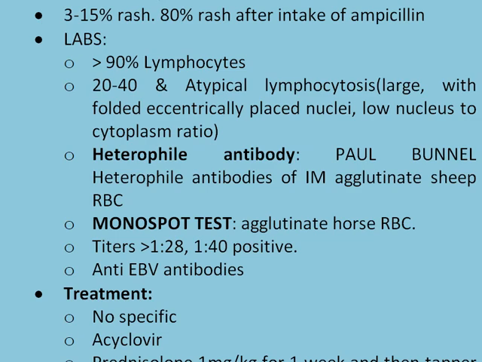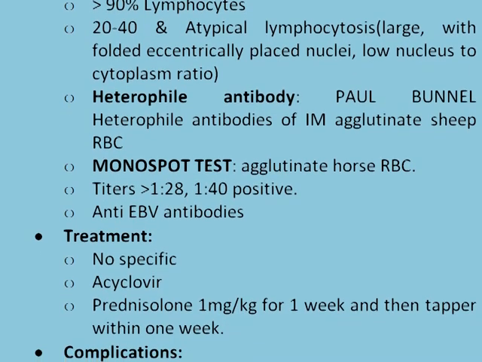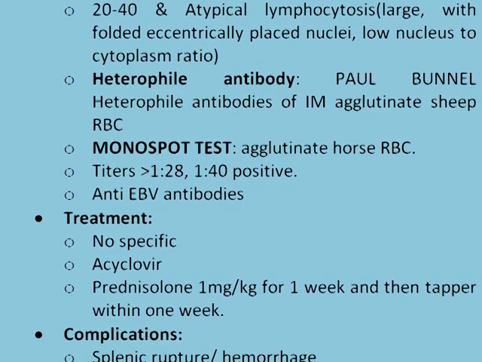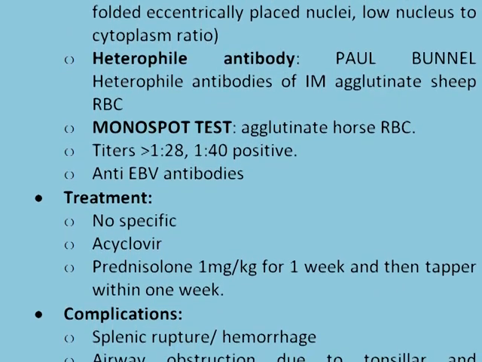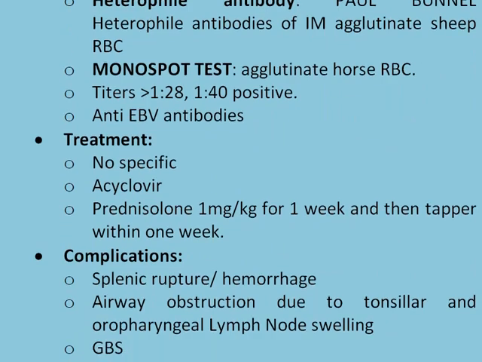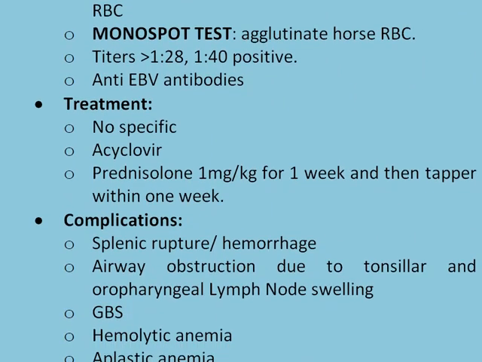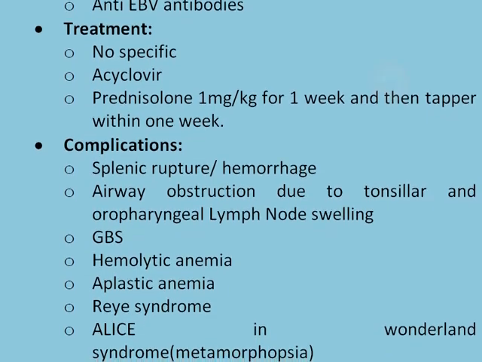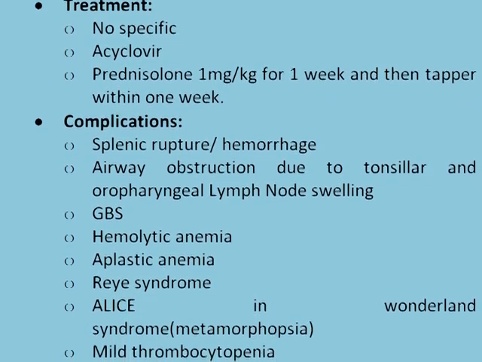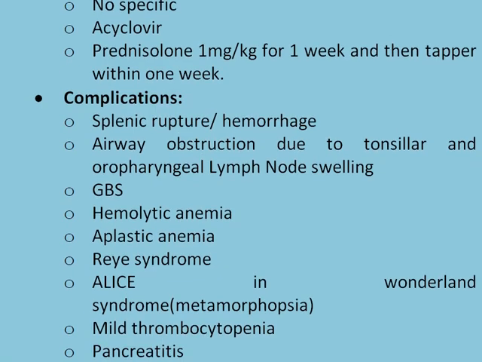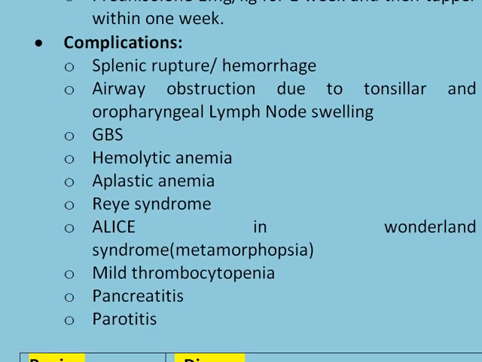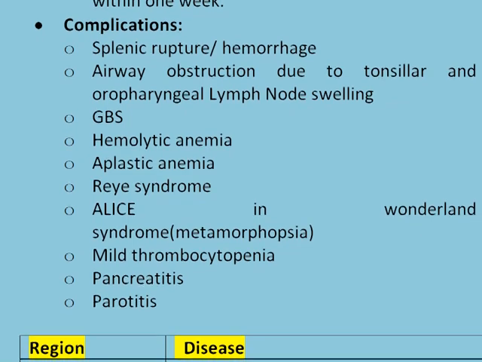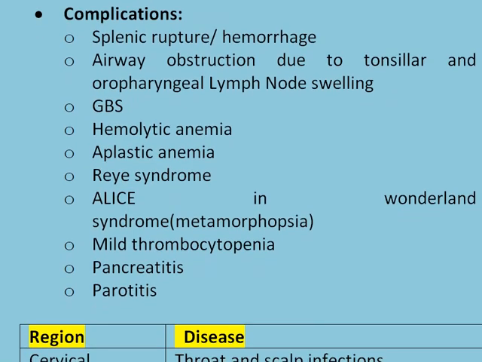Anti-EBV antibodies can also be checked. There is no specific treatment. Acyclovir can be considered. Prednisolone 1 mg per kg for 1 week and then taper within 1 week. The complications are splenic rupture or hemorrhage, airway obstruction due to tonsillar and oropharyngeal lymph node swelling, GBS, hemolytic anemia, aplastic anemia, Reye syndrome, Alice in Wonderland syndrome, metamorphopsia, mild thrombocytopenia, pancreatitis, and parotitis.